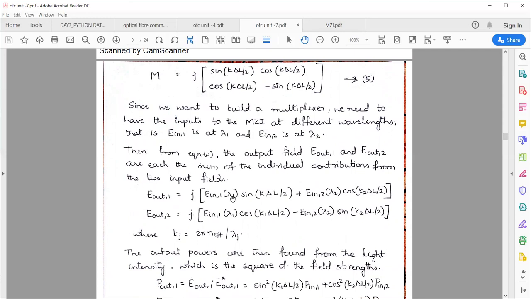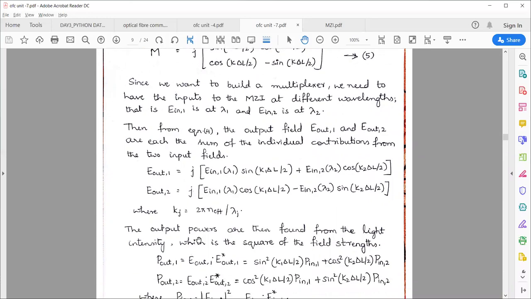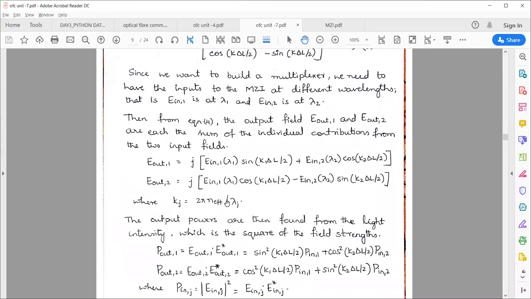So I'm just now representing E in 1 in terms of lambda 1, E in 2 in terms of lambda 2, and this sine term k is now replaced as k1 delta L by 2, and here it is cos of k2 delta L by 2. So I'm replacing k with k1 and k2, along with lambda 1 and lambda 2. Similarly, you'll get the expression for E out 2 as j into E in 1 of lambda 1 cos k1 delta L by 2 minus E in 2 of lambda 2 sin k2 delta L by 2. In general, we can represent k as kj equal to 2 pi n effective divided by lambda j.